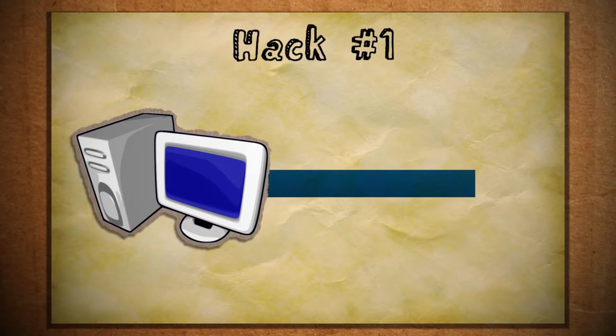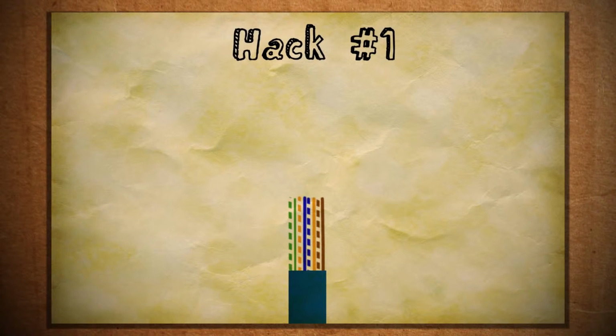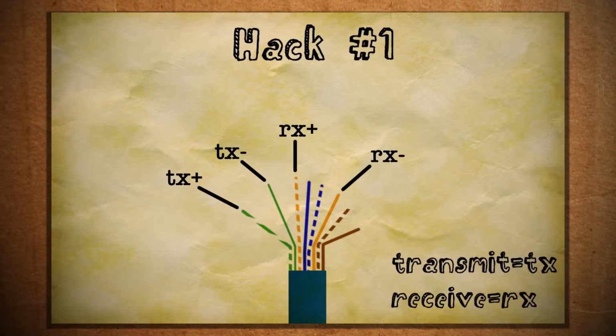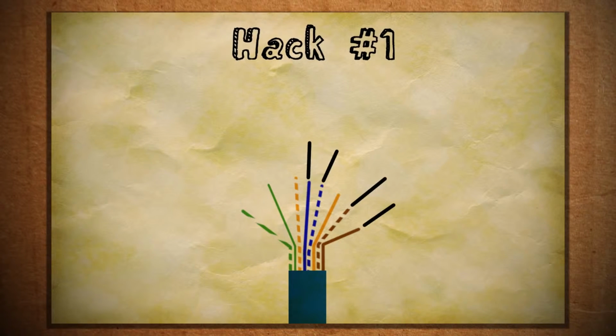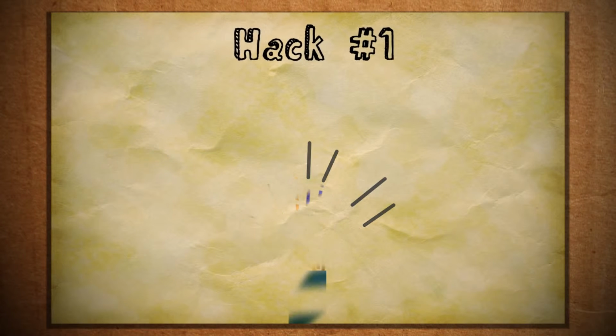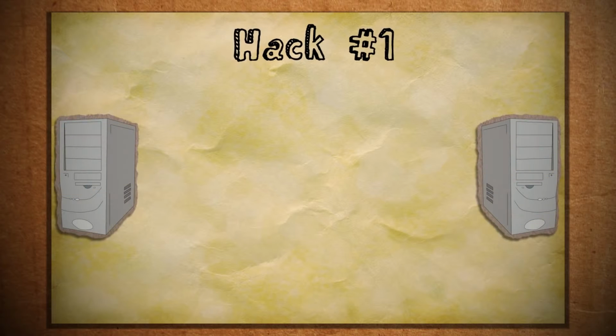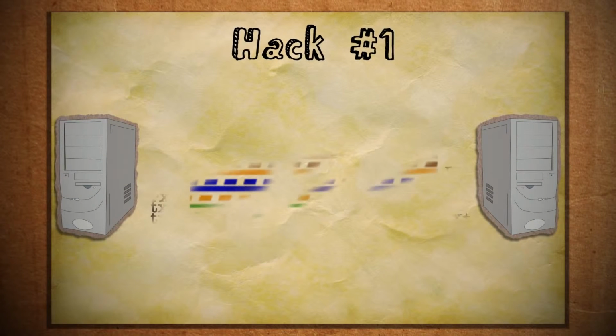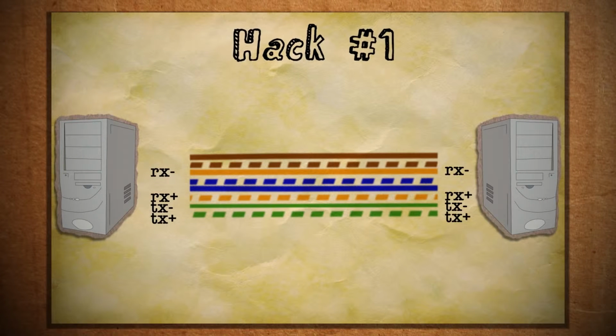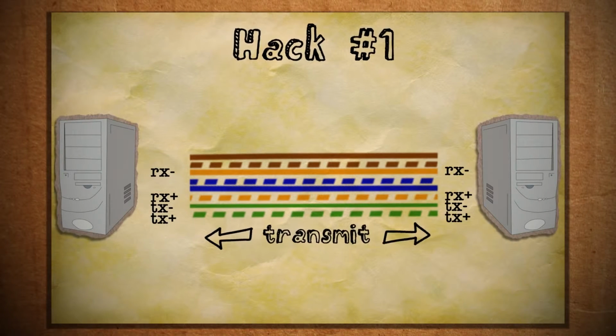So, whenever an Ethernet cable is connected to a computer, that computer assigns each of these wires a transmit or receive protocol. These remaining wires aren't used unless you have a gigabit connection. Now, this type of connection is standard on all computers, so if you took a single Ethernet cable and plugged one end into one computer and the other end into a different computer, they would both be able to send data, but neither one could receive it.